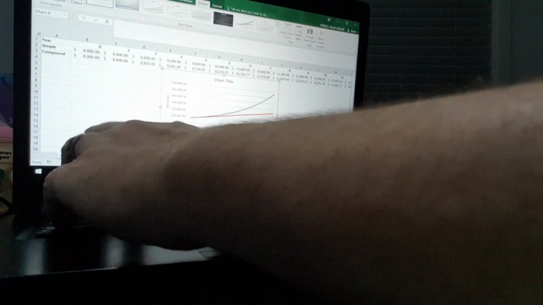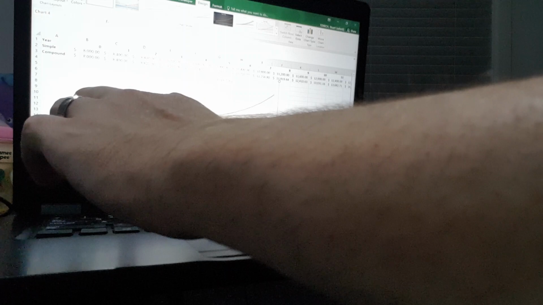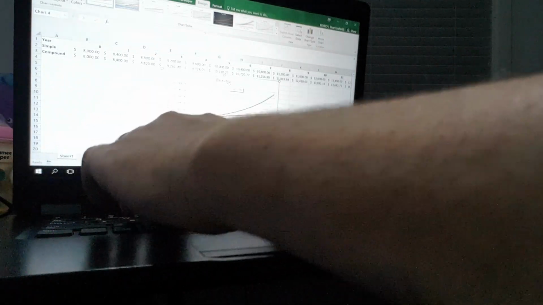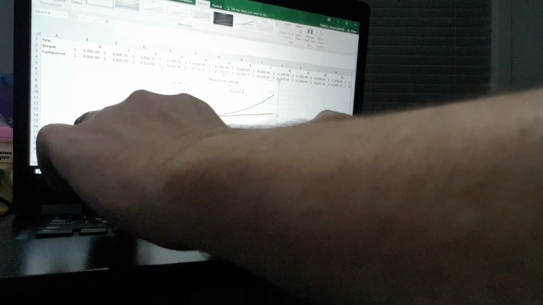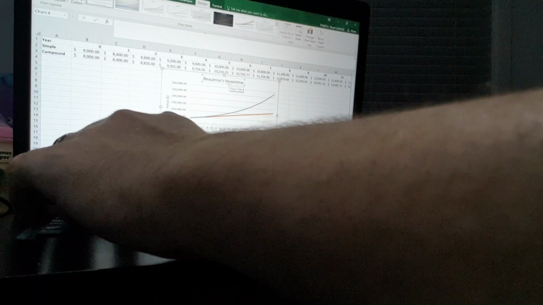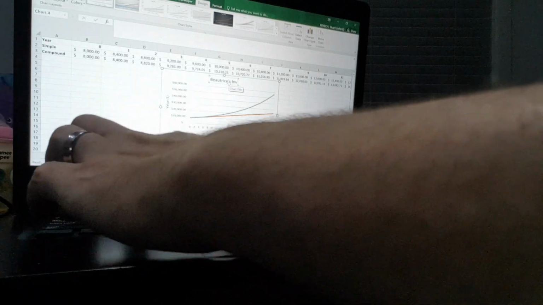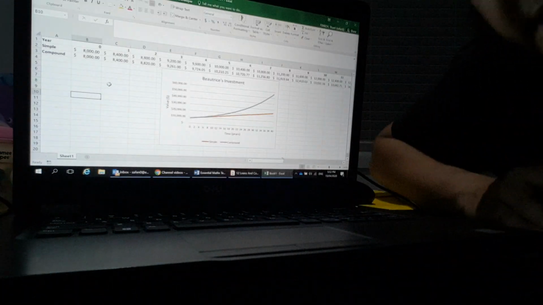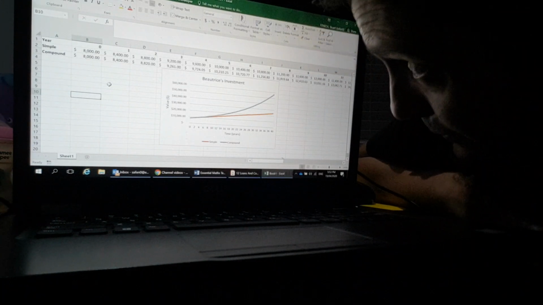And up the top here, I don't know, it's Beatrice's investment. I really stuffed that up then. Investment. So I'll do this from the side. There we go. Isn't that an absolutely beautiful graph?